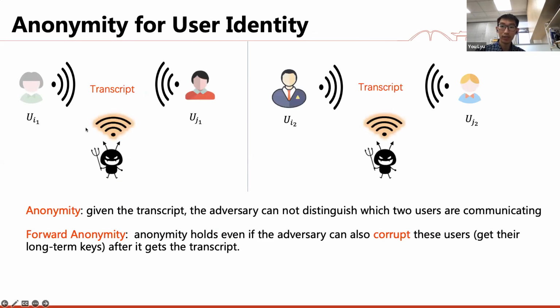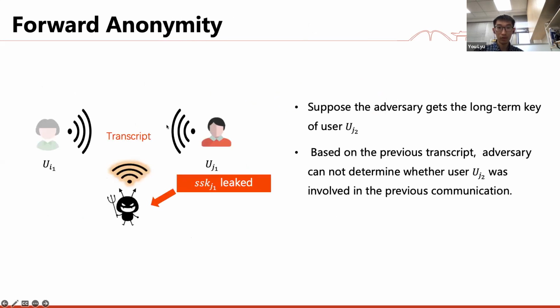Anonymity requires that, given the transcript, the adversary cannot distinguish which two users are communicating. The adversary can also get involved in their communication by sending messages in the broadcast channel. Forward anonymity means the anonymity still holds even if the adversary corrupts these users after the adversary gets the transcript. For example, suppose the adversary gets the long-term key of user UJ1 and the transcript. Forward anonymity requires the adversary cannot determine whether user UJ1 was involved in the previous communication.